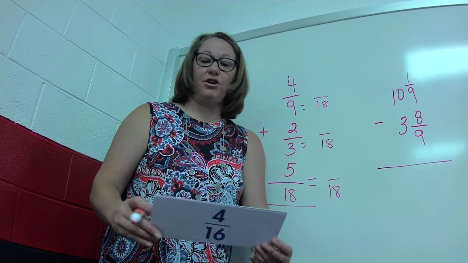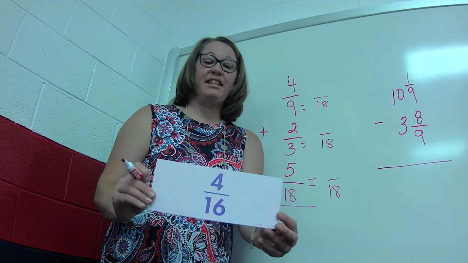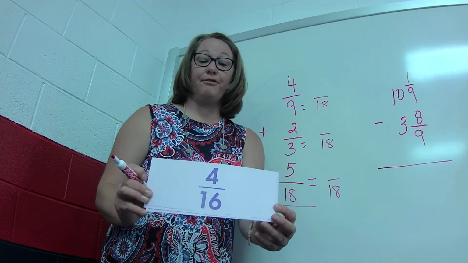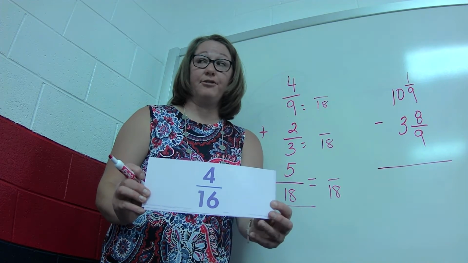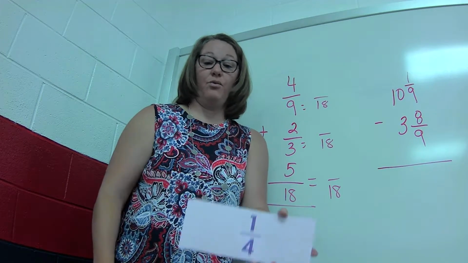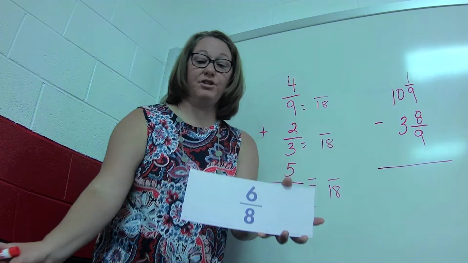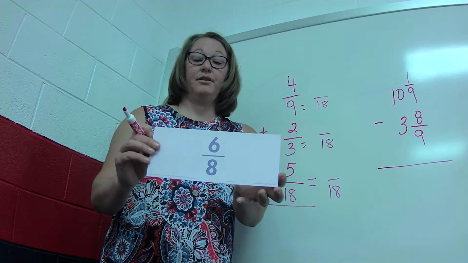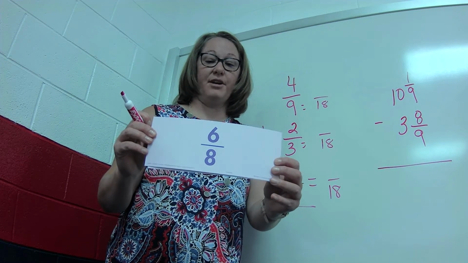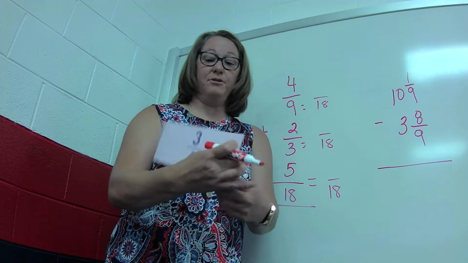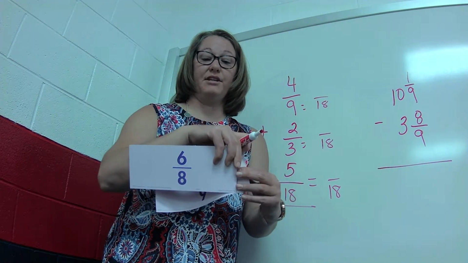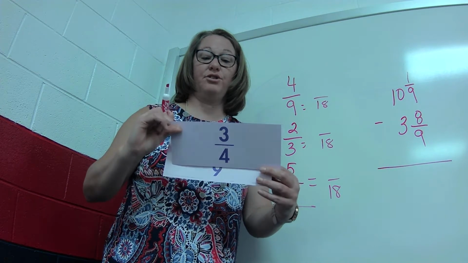But first, let's start with 4/16. And let's see if we can reduce 4/16. 4 and 16 have a common factor of 4. So if we use the common factor of 4, 4/16 becomes 1/4. Excellent. You're off to a good start. How about 6/8? Common factor of 2. So we're going to divide both the numerator and the denominator by 2. And 6/8 becomes 3/4. These are equivalent fractions. 3/4 can be turned into 6/8. 6/8 can be reduced to 3/4.